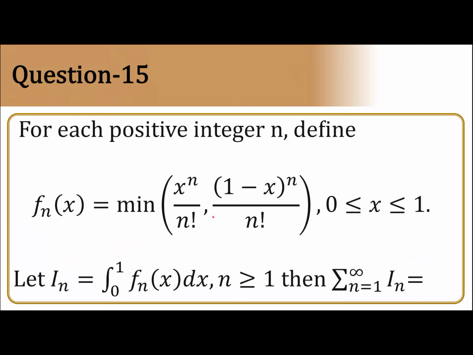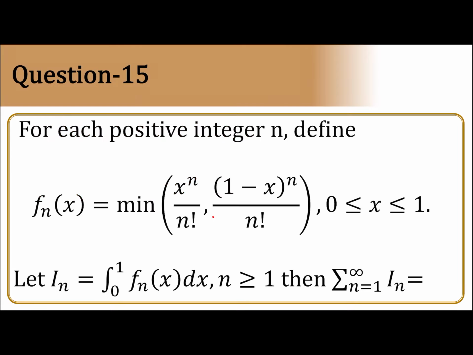I hope you have written the question now. See how we attack this problem. The range 0 to 1 is given, so they break it into two parts. What we do is, from 0 to 1 by 2, x to the power n by n factorial will be minimum. We are talking about minimum. Then from 1 by 2 to 1, (1 minus x) to the power n by n factorial will be minimum. That is the major secret behind this problem.